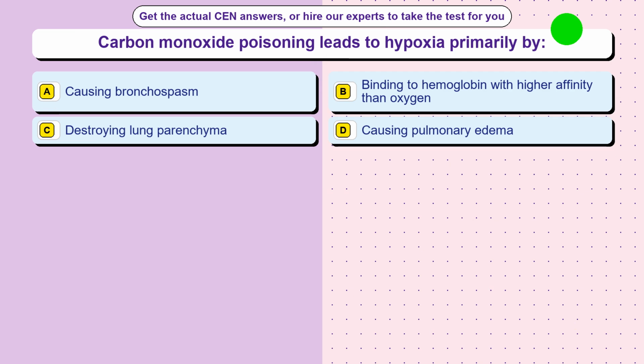Question 20. Carbon monoxide poisoning leads to hypoxia primarily by: Option A, causing bronchospasm. Option B, binding to hemoglobin with higher affinity than oxygen. Option C, destroying lung parenchyma. Option D, causing pulmonary edema.